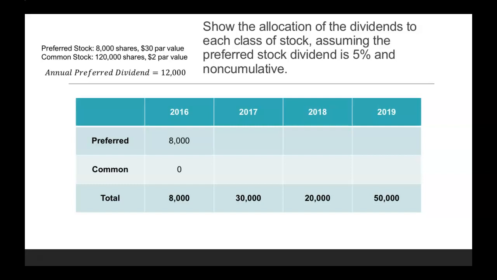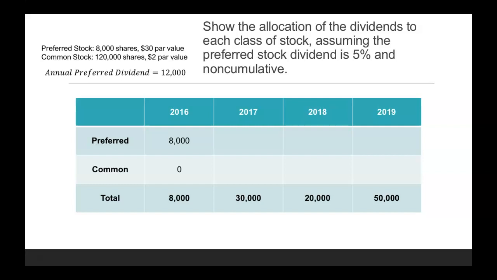Now we take a look up at the top of the screen where it says that the dividend is 5% and non-cumulative. Since it's non-cumulative, our preferred stockholders just lost out on that extra $4,000. If it was cumulative, that means that we would have to pay them back in future years. So we'll work on an example like that later in this video. So 2016 is done. 2017 rolls around.